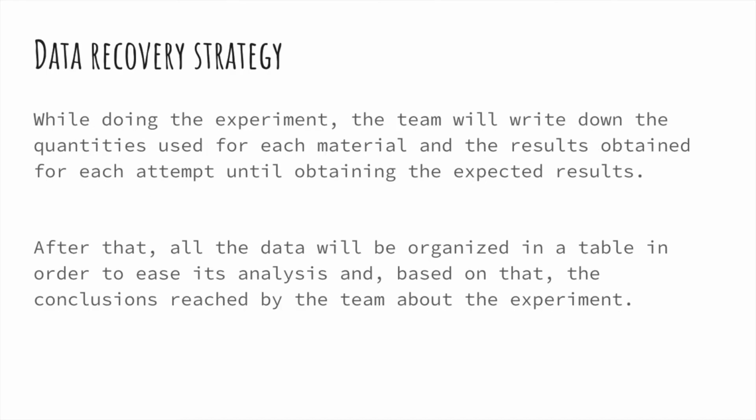The method that we are going to use to recover the data that will emerge from the experiment is to write down our observations, as well as the amount of each material used and results obtained. This process will be done each time the experiment is repeated. After that, we are going to organize all the information in a data table. Finally, we are going to identify in which attempt we obtained our expected result, analyze the data from it and also from the rest of the attempts, and make our conclusions about why the experiment succeeded in that attempt.